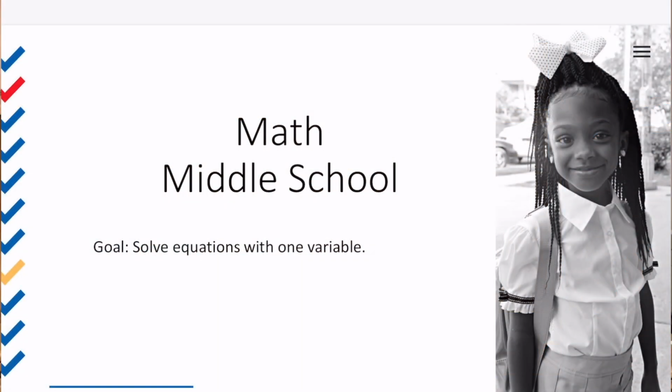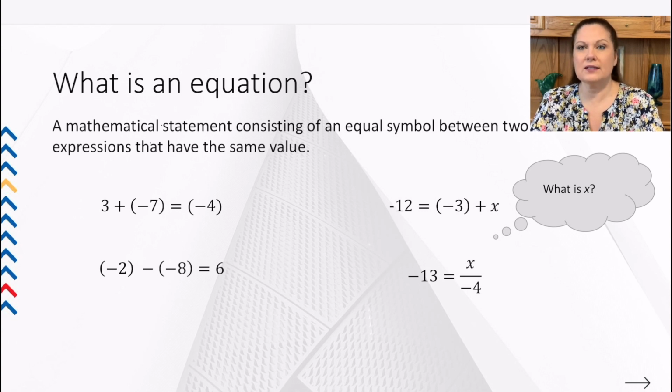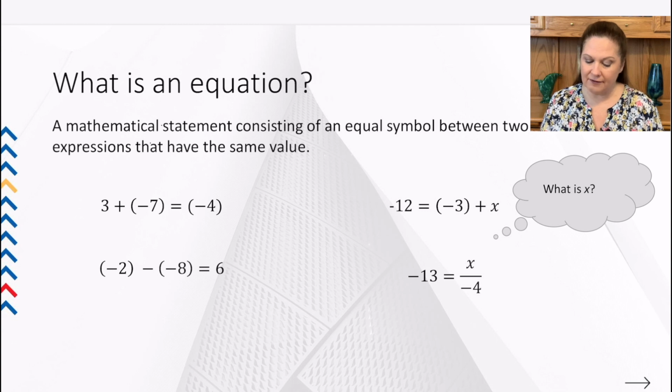When we talk about solving equations in one variable, we're talking about equations that are mathematical statements that consist of an equal symbol between two expressions of the same value. I have 4 different equations here. The 2 on the left are complete equations, meaning they don't have any variables. The ones on the right actually contain variables, and those are going to be the ones we're working with today. But I want you to notice something about the ones on the left.